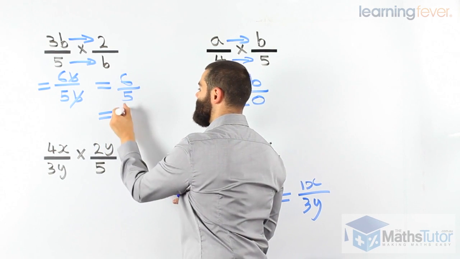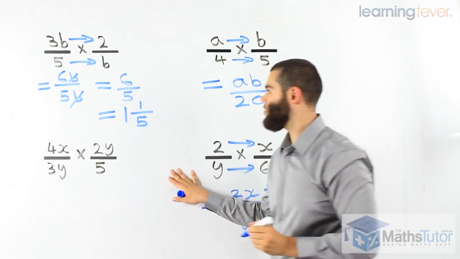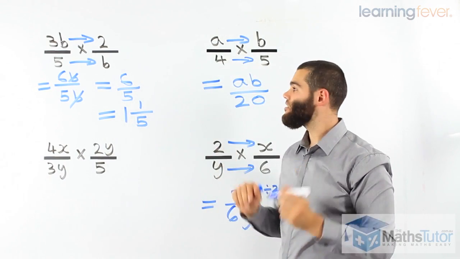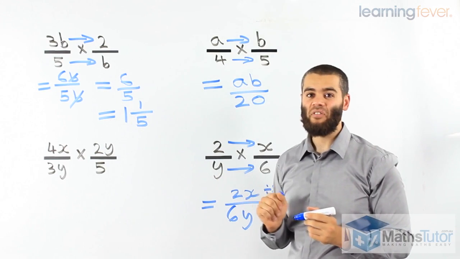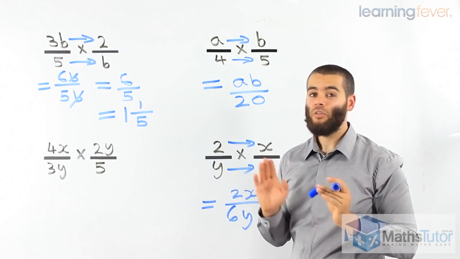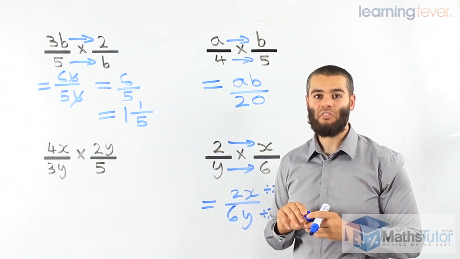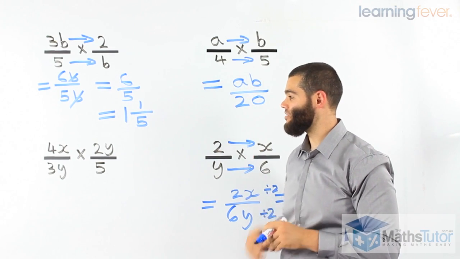How many 5's go into 6? 1 whole and 1 remaining, and the 5 is the denominator, so 1 and 1/5. This is our answer for that question there. Again, what do you notice? We just always follow the rules of normal fractions. Exactly the same, but we have pronumerals as well. So this is called algebraic fractions.